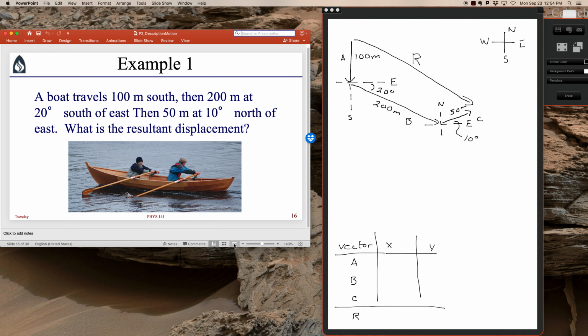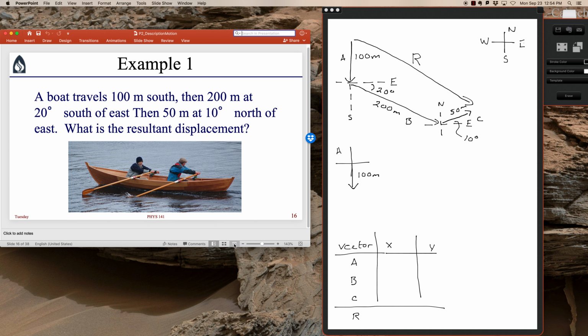So first off, let's look at vector A. If I draw a coordinate system, and then I draw vector A, there's vector A. It has a length of 100 meters. We can see that vector A points totally in the negative y direction. There's no component in the x direction at all. So this one's easy to break into x and y components.